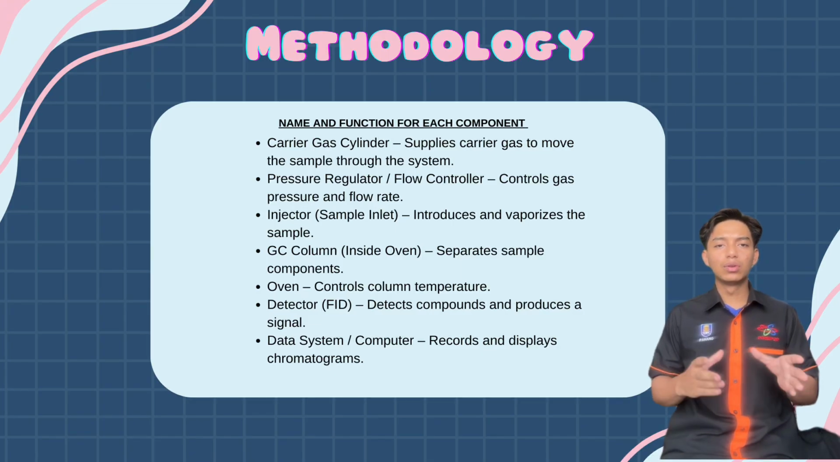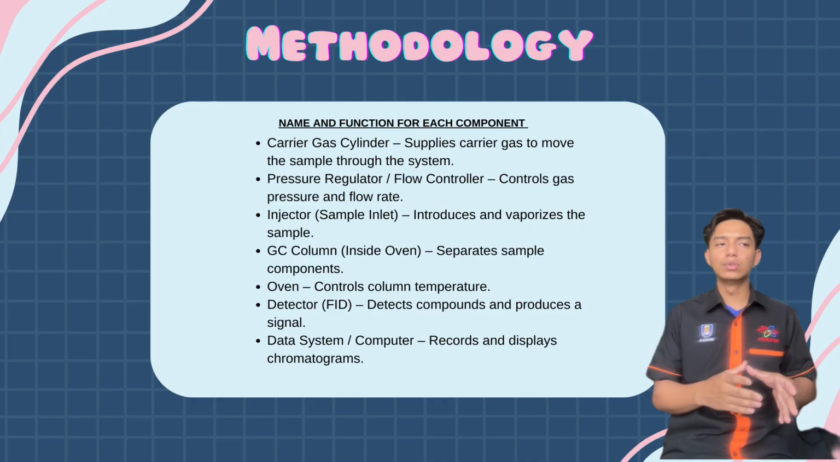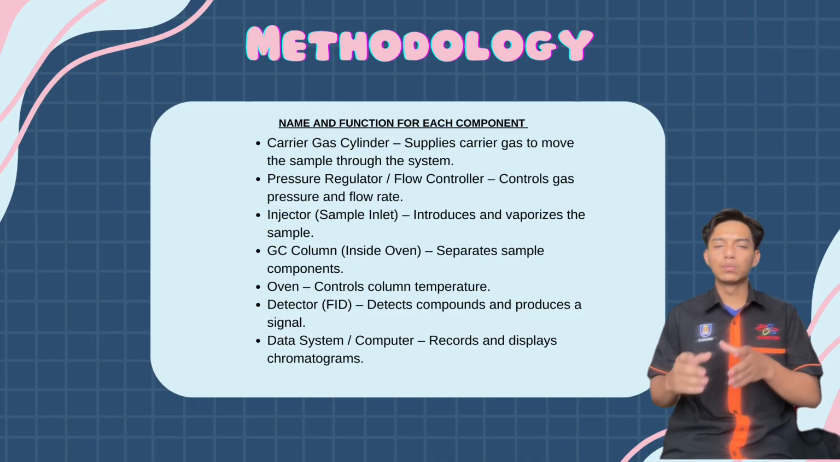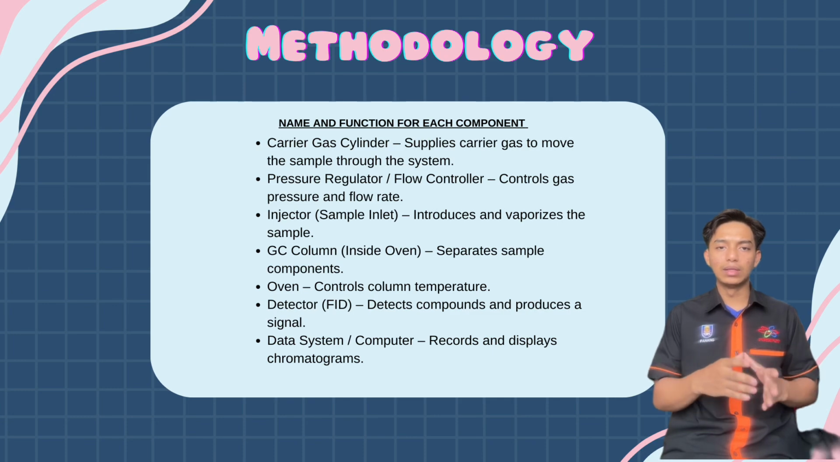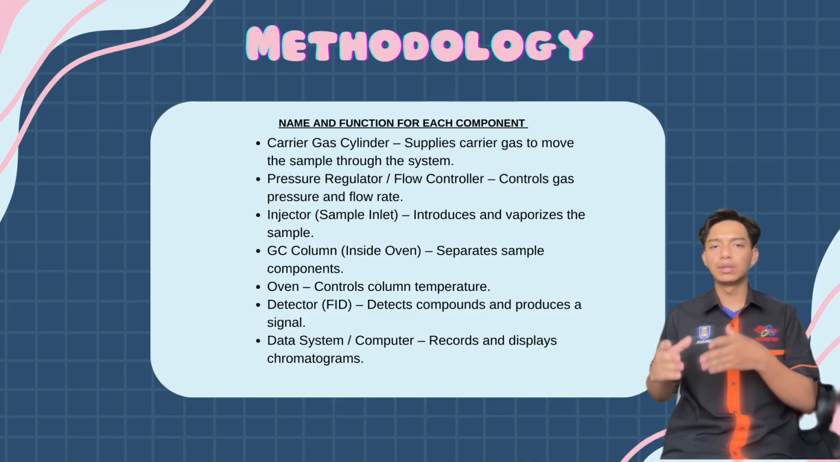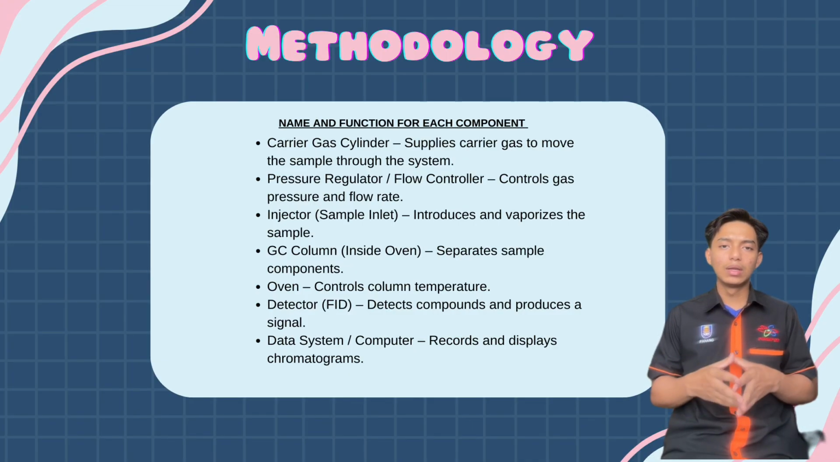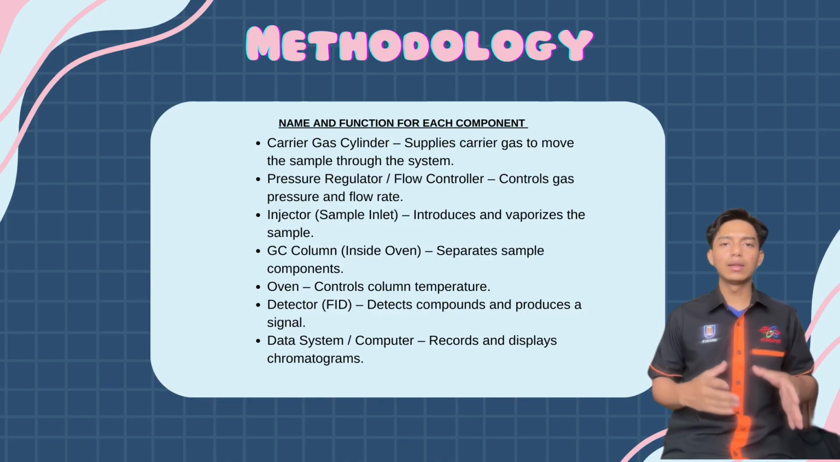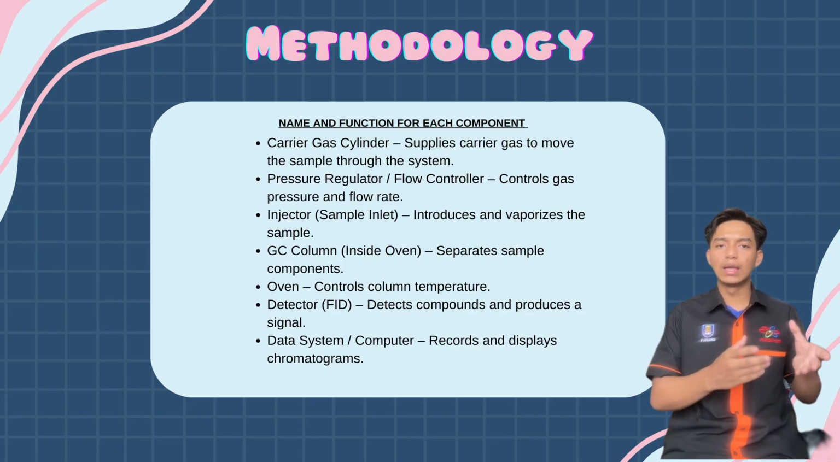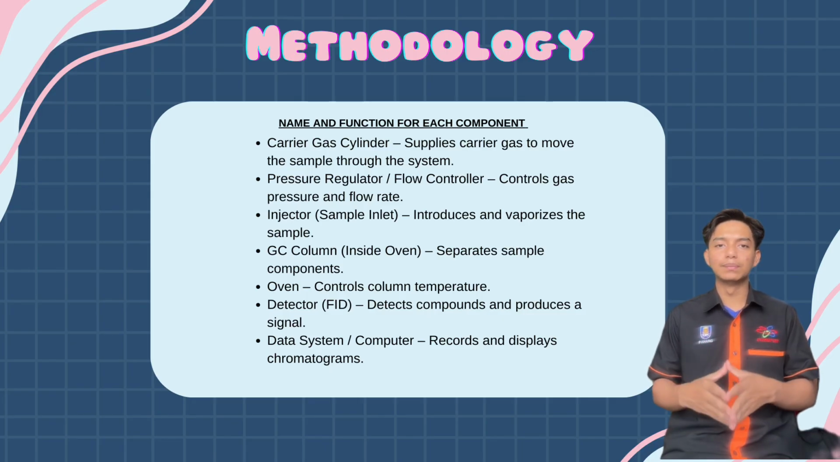The oven controls the temperature of the column to achieve effective separation. The detector, which is the FID, detects the separated compounds and produces a signal. Lastly, the data system or computer records and displays the chromatogram for further interpretation. Overall, this methodology allows us to separate, detect, and analyze the components present in the sample accurately.